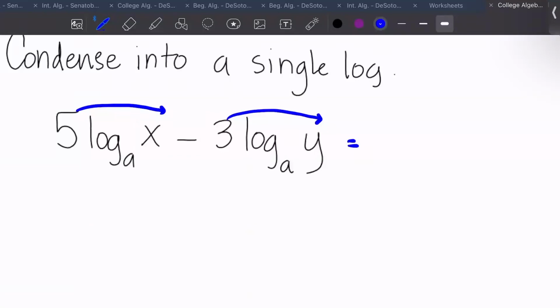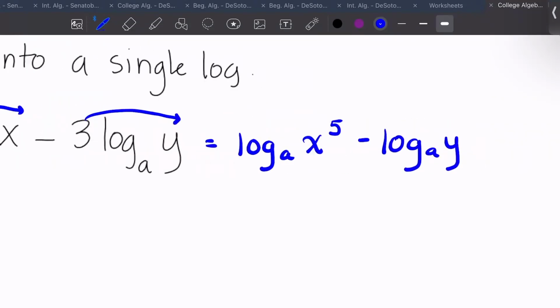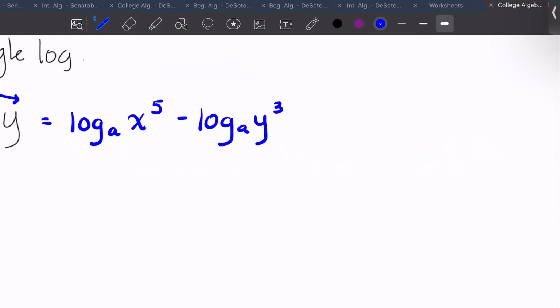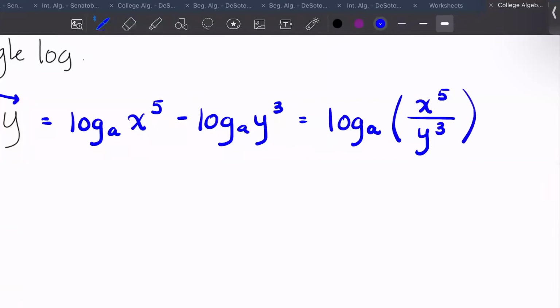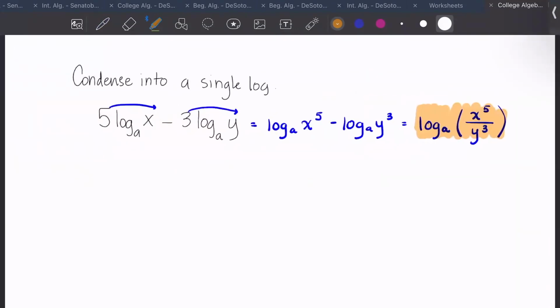So we get log base a of x to the 5th minus log base a of y to the 3rd. Now we're subtracting, so we're going to have log base a, and because we're subtracting, we're going to put it back in division. We're using the quotient rule, we're just using it backwards. So we have numerator and denominator. And we're done, condensing it into a single log.